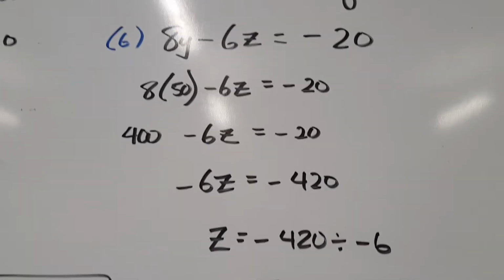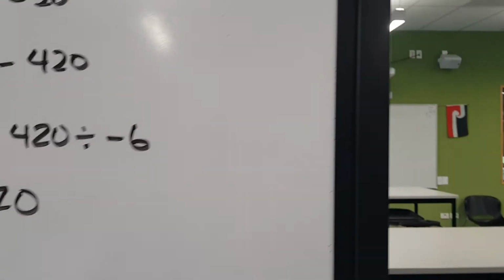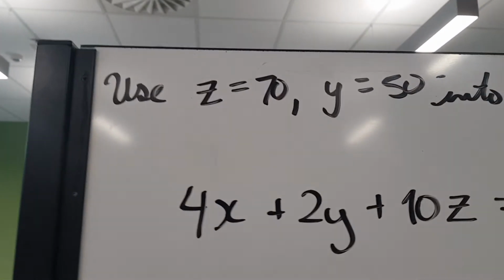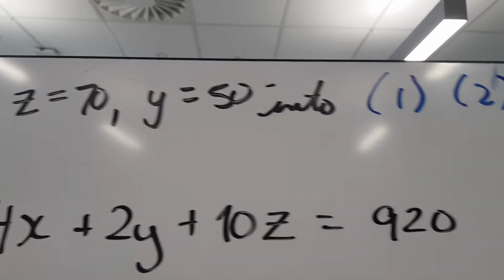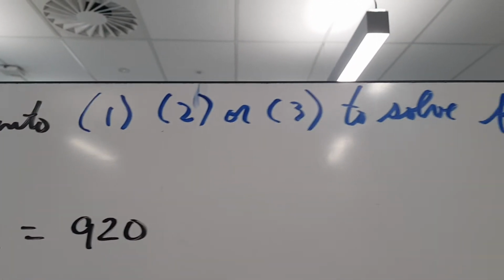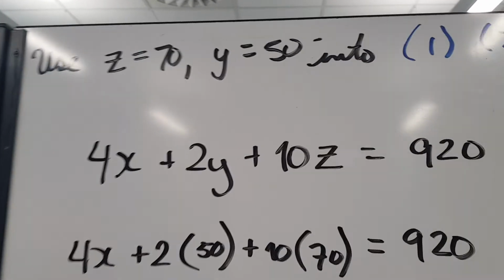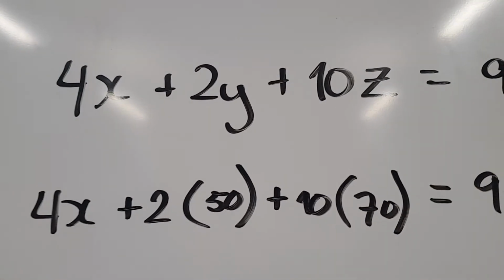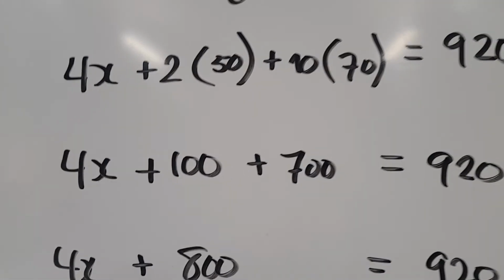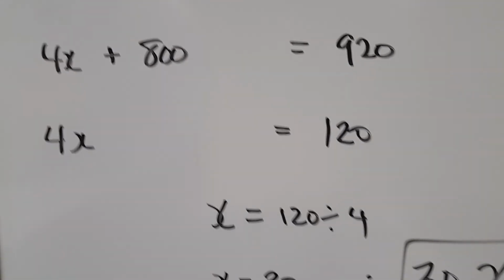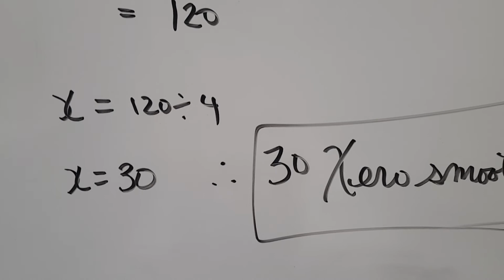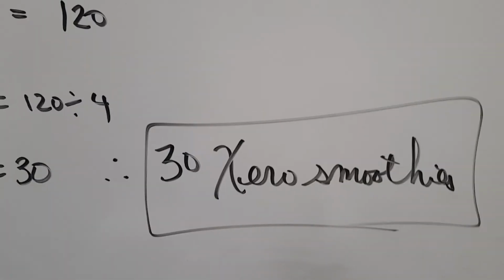Doing it with equation 6 gives me the same solution. Now I know what y and z are. I'm going to plug those y and z values into equation 1, 2, or 3 to solve for x. There's my equation 1. I've put y equals 50 and z equals 70 in. Simplified those, solve for x. X is 30 zero smoothies.